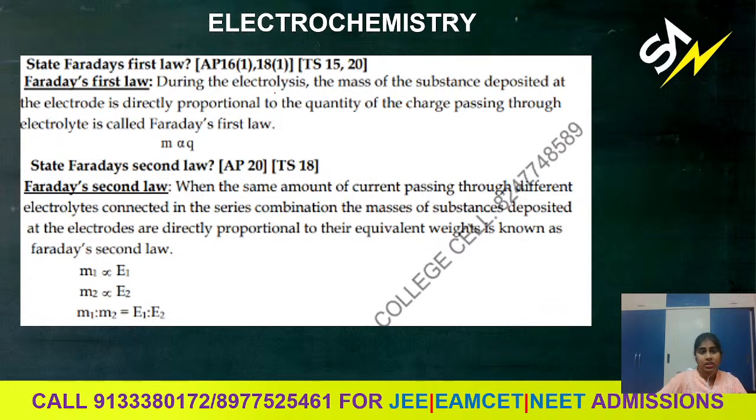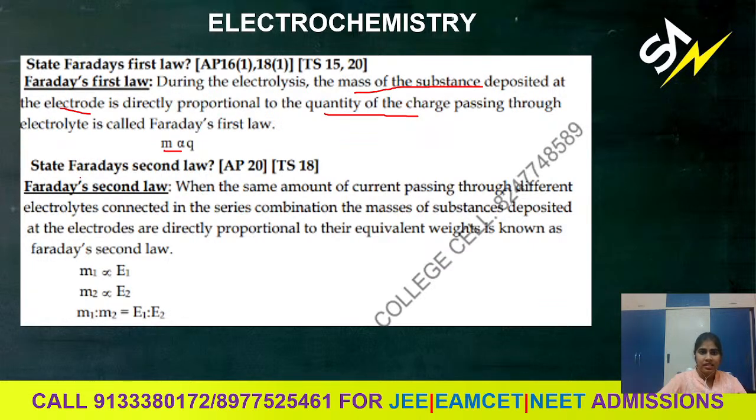First law. So what is the first law of Faraday? Here the mass of the substance which is deposited at the electrode is directly proportional to the quantity of charge passing through the electrolyte. In the electrolysis setup, the mass of the substance which is deposited at one of the electrodes is directly proportional to how much current we are passing into it. That is given by this formula, M is directly proportional to Q. This is about the first law. So whatever you write, write it clearly.